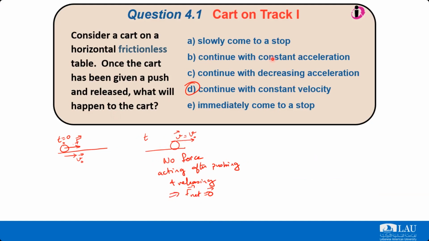It will not continue with constant acceleration because to accelerate, you need a force that is accelerating the object, which is not the case here. It will not continue with decreasing acceleration. There's no acceleration in the first place. There's no net force, and it will not immediately come to a stop. For any change of motion to happen, you need an F net. If there's no F net and no force, then the motion will not change. It will continue with the same speed.